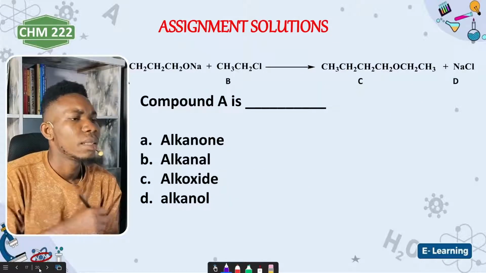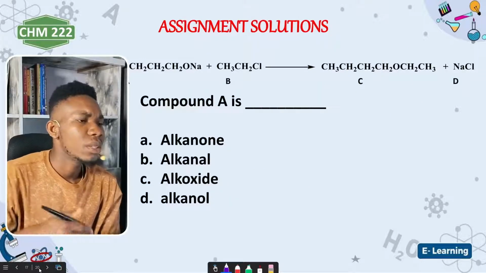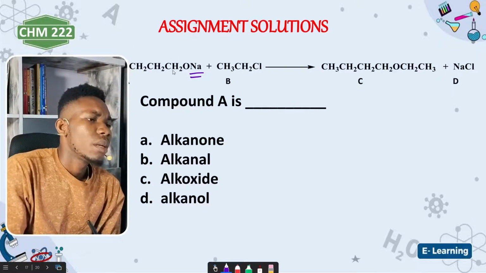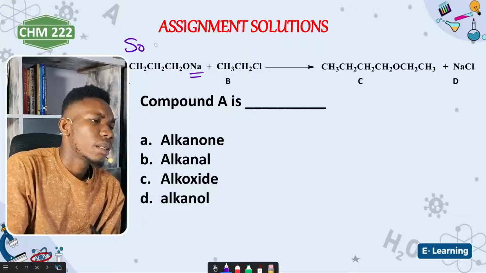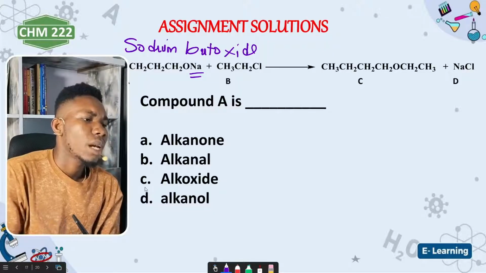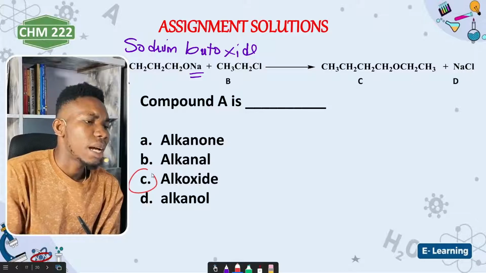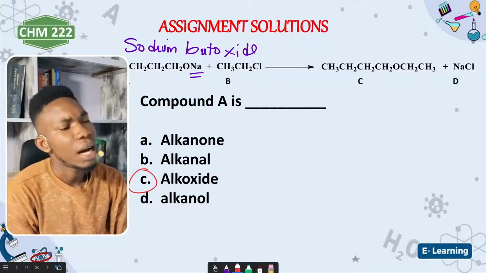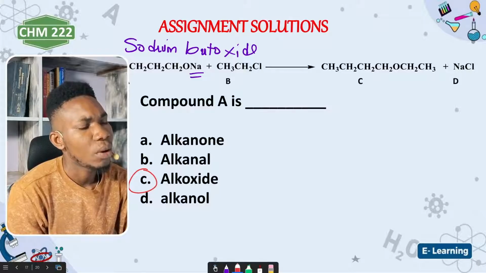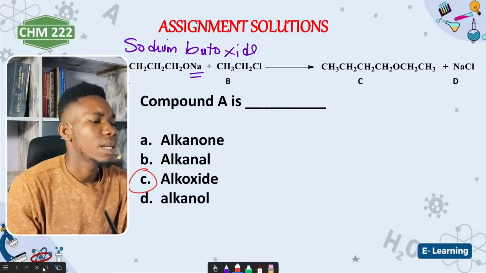All right. Now, compound A, what is the name of compound A? Compound A is sodium butoxide. That is the name, sodium butoxide. Now, what class of compound is it? It is an alkoxide. It's not an alkanone, it's not an alkane, it's not an alkanol, it's an alkoxide.